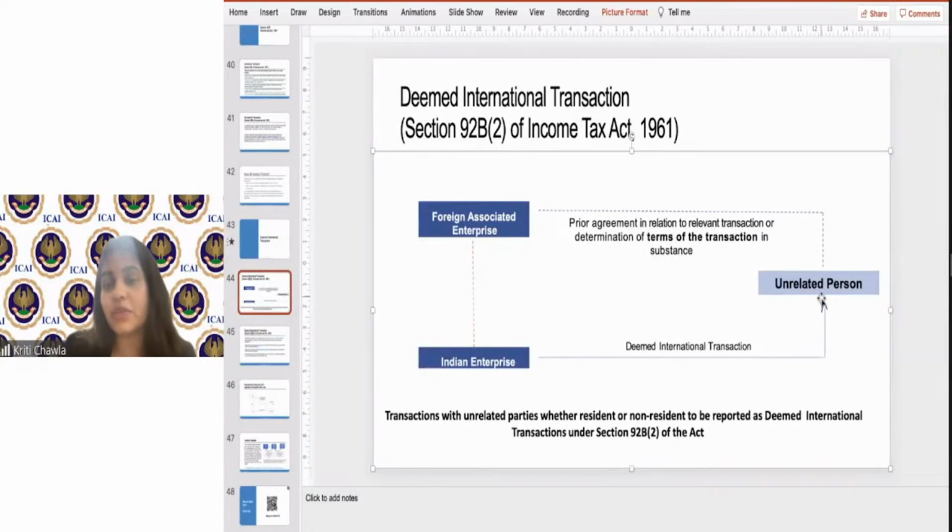Nothing is happening with the unrelated person. Everything relating to this particular transaction, the terms of the transaction, is actually being determined by the foreign associated enterprise. But because they wanted to circumvent the law, they got an unrelated person into place. And this is where section 92B(2) comes into play. They say that if we see a situation wherein a transaction is happening between two unrelated persons, but the terms of the transaction are determined by this foreign AE, the foreign associated person, then we will call this particular transaction a deemed international transaction, and transfer pricing provisions will be applicable on it.